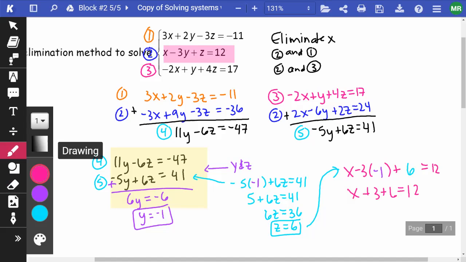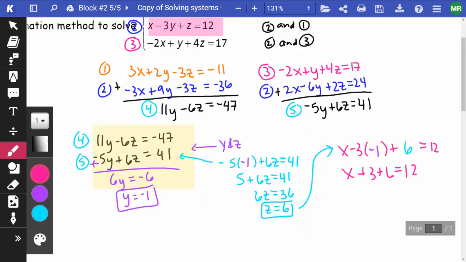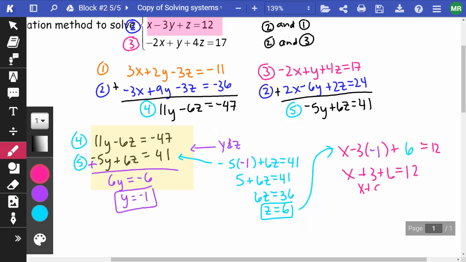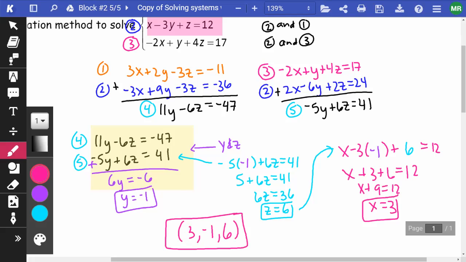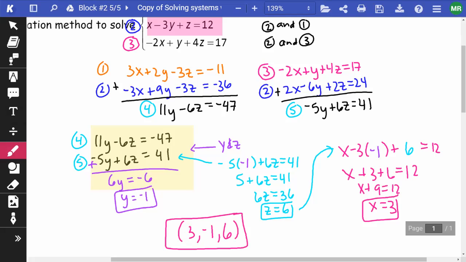Equals 12. So I am going to get x plus 9 equals 12, and I get x is equal to 3 when I subtract. And so my answer is going to be x, which is 3, y, which is -1, and z, which is 6. And that is my point of intersection. Okay. And again, I chose to eliminate my x originally. You could eliminate your y, or you could eliminate your z.